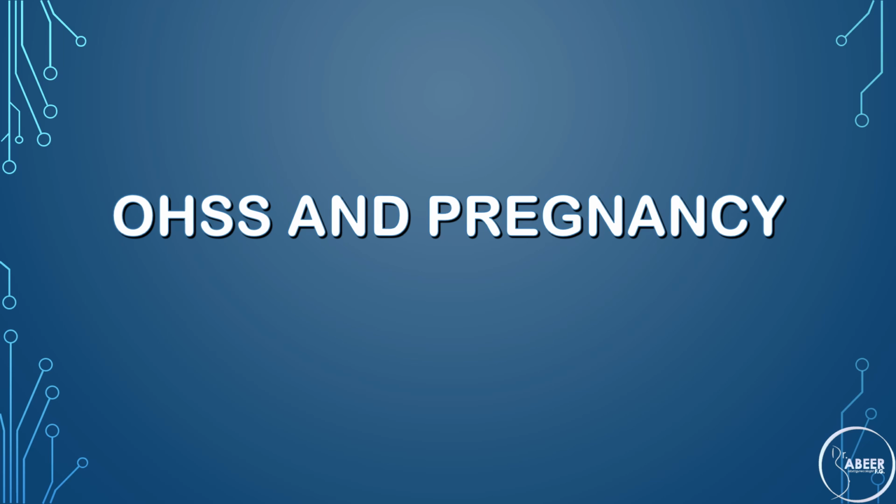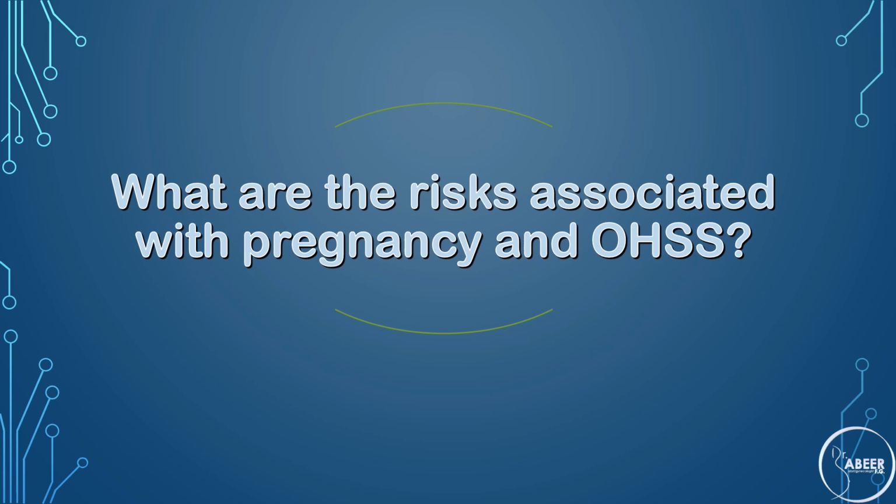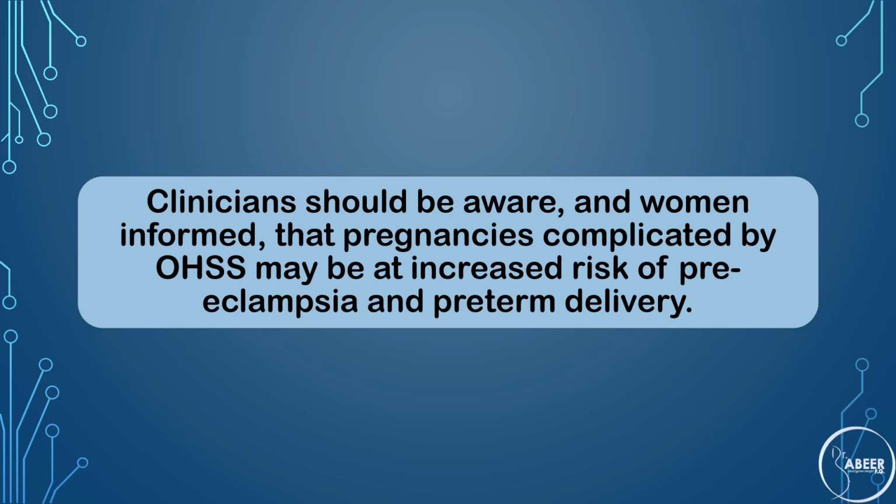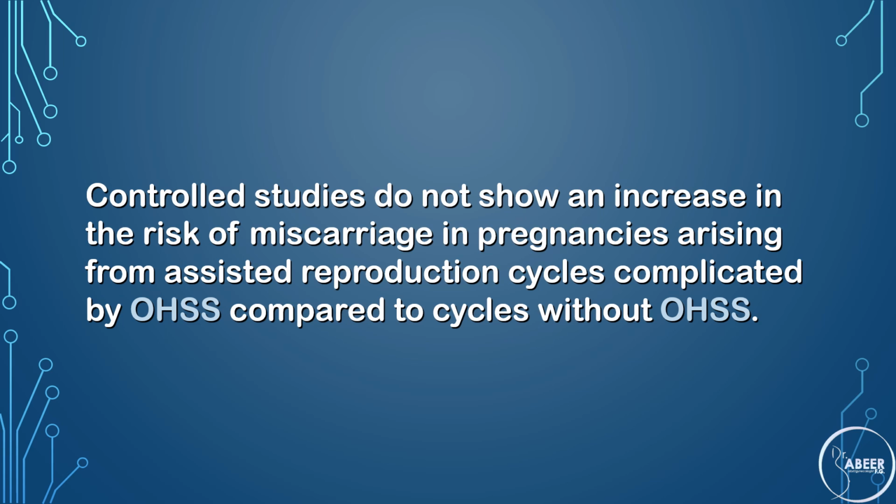Ovarian hyperstimulation syndrome and pregnancy. What are the risks associated with pregnancy and ovarian hyperstimulation syndrome? Clinicians should be aware, and women informed, that pregnancies complicated by ovarian hyperstimulation syndrome may be at increased risk of preeclampsia and preterm delivery. Controlled studies do not show an increase in the risk of miscarriage in pregnancies arising from assisted reproduction cycles complicated by ovarian hyperstimulation syndrome compared to cycles without ovarian hyperstimulation syndrome.